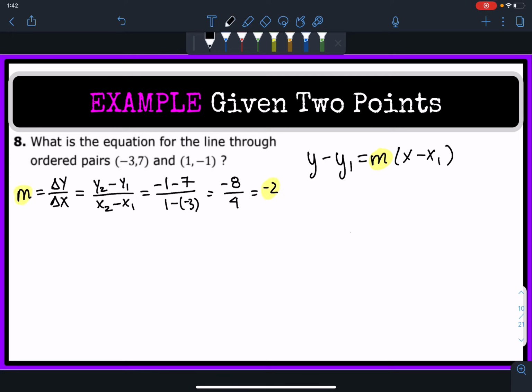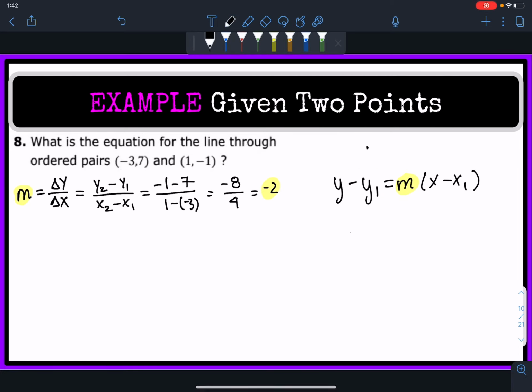So let me write that up here. Let me move this down a little bit. And let me write that for m, we're going to use the number -2. Now for the x1 and the y1, I have two options. I could either use the first set, or I can use the second set. Does not make much of a difference. I just simply have to use one of the two sets. So I'll use the second set here since it's already there.